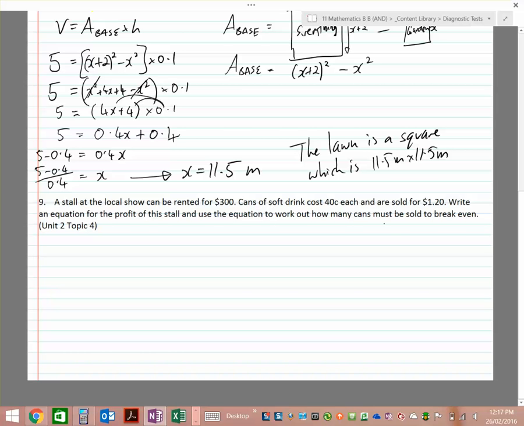So using the same idea as the previous question, I'll think to myself, well, what are the two most important variables here? And I'll decide that I need something for profit and I need something for the number of cans sold. You might have used different letters, that's okay. Profit and number of cans sold are the two key variables that we're going to try and set an equation up for.